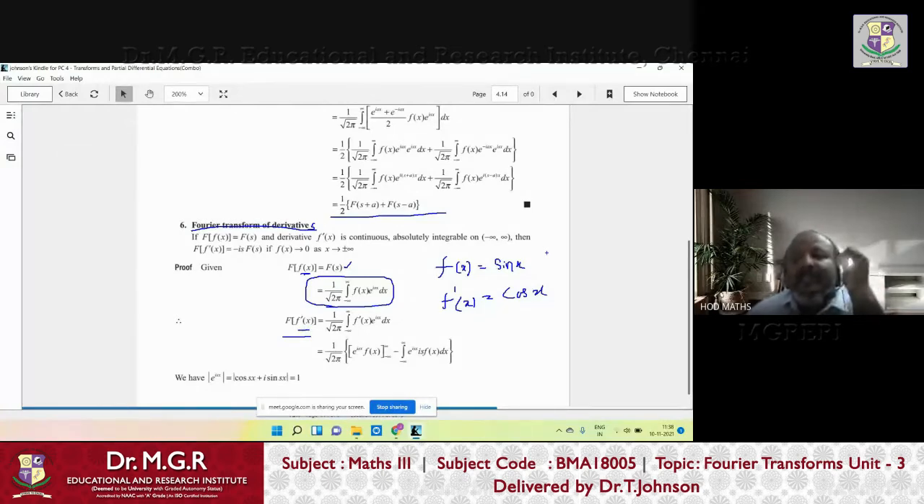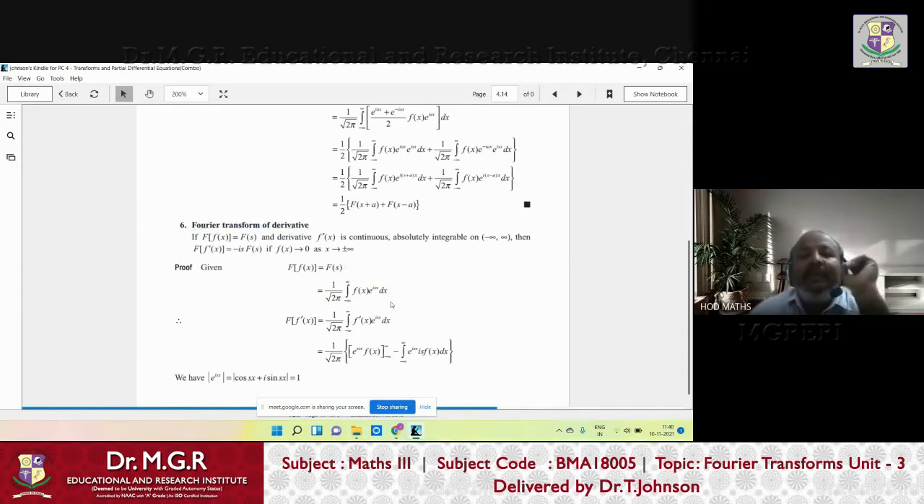Since the derivative of sin x is cos x. I'm giving this just as an example, but this can be extended to any bigger functions, because for smaller functions you are able to find the Fourier transform of sin x and cos x easily. But there are certain functions for which finding the Fourier transform of f of x is easy, but f dash of x is a little bit tougher, because f dash of x does not exist at certain places. In that case, this type of property will help you find the Fourier transform of f dash of x. So that is the idea behind this property.